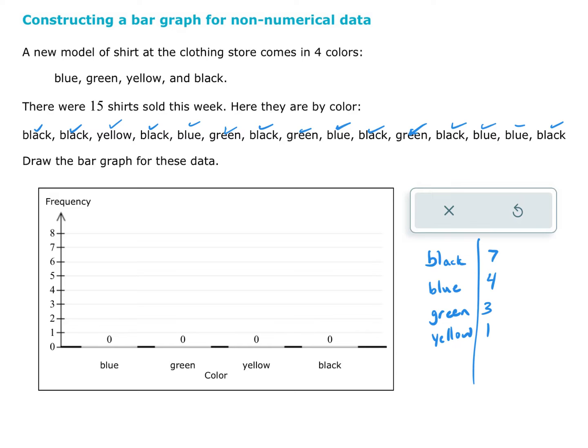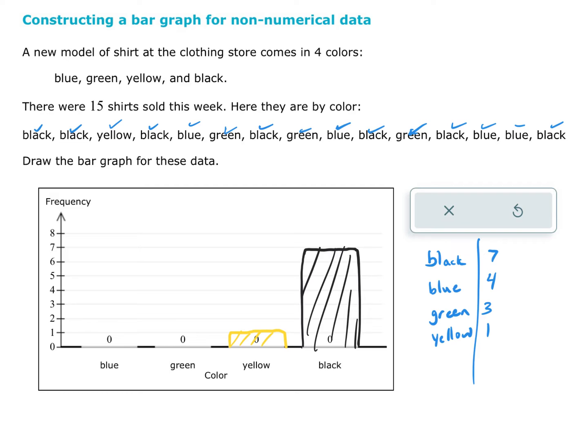So now all I have to do, this is the easy part, is make my bars. So black is going to go up to 7. Probably should have done this in black, huh? So why don't I do that? I'll make my black go up to 7 right here. And I can shade that in. The yellow is going to go up to 1. And on a bar graph, your bars should not touch each other. So that's why we have these little gaps in between these.